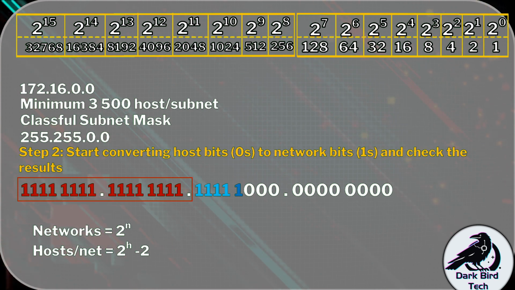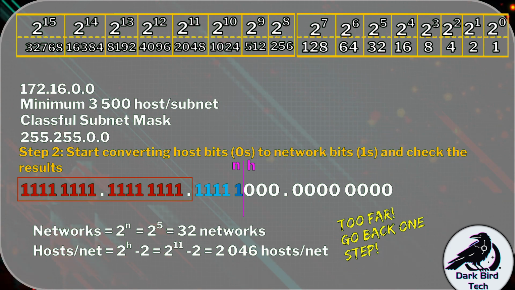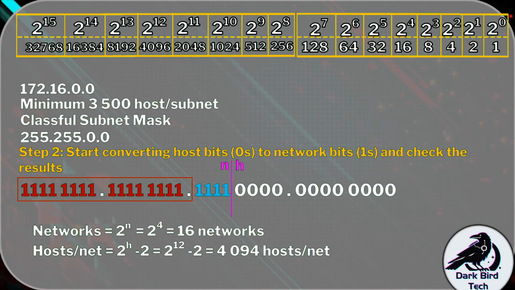So if we go for a 5th binary bit, we've now got 5 new network bits and a remainder of 11 host bits. This means I've got 2 to the power of 5, or 32 networks, and I've got 2 to the power of 11, or 2,048 minus 2 gives me 2,046 hosts per network. Fell short of that goal. So now we know it's a step too far, we go back one.